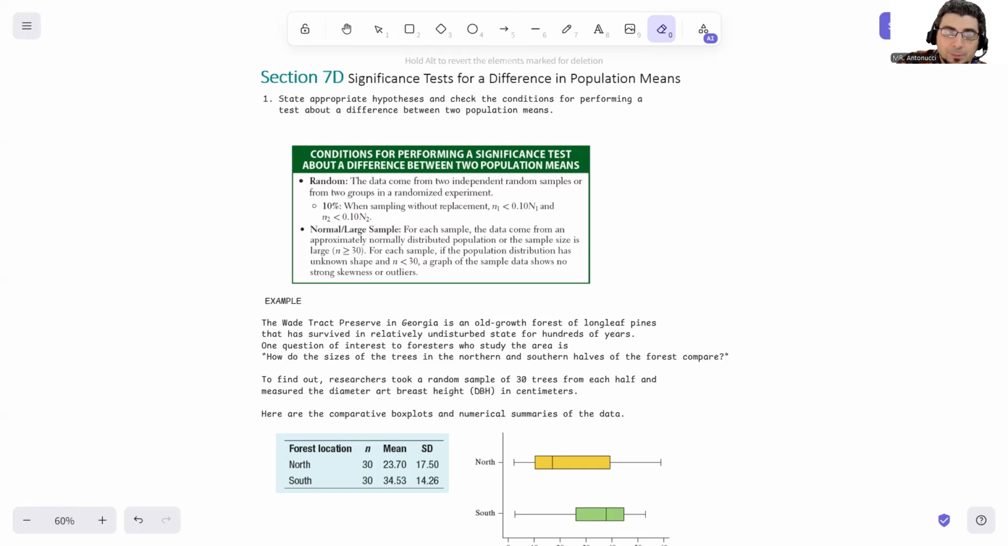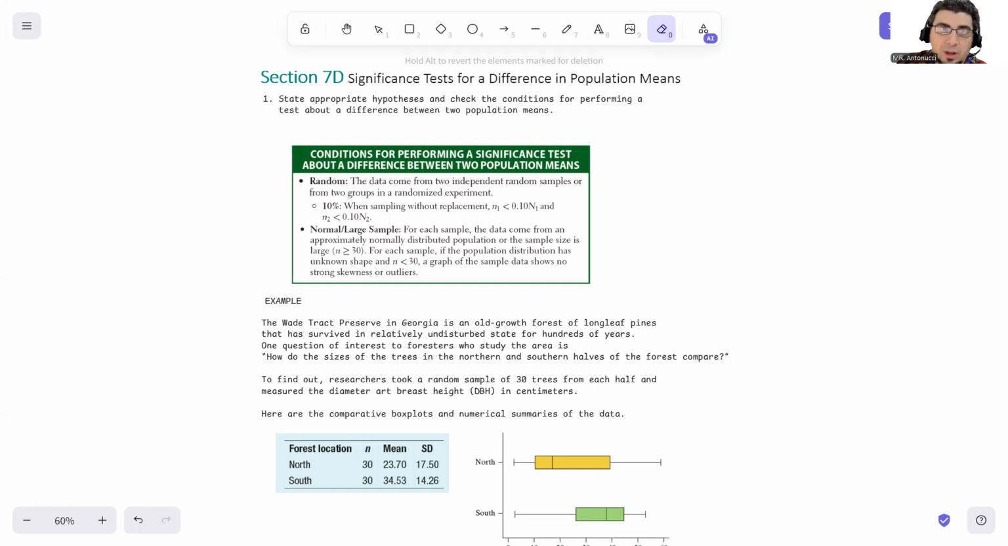So the conditions, same three conditions that we've been using: random, 10%, and normal/large sample condition. The key here is that the data have to come from two independent random samples or from two groups in a randomized experiment. When you're sampling without replacement, the 10% condition still applies. That means both sample sizes have to be less than 10% of the population. And similar with the normal/large sample, for each sample, the data have to either come from an approximately normally distributed population or the sample size is large, at least 30, for each sample.